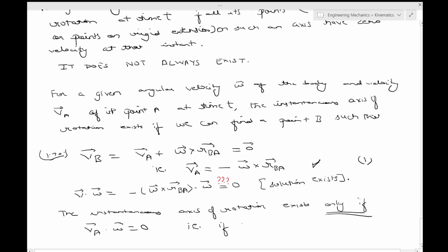That is, if either the velocity of A is equal to 0 or the velocity of A is perpendicular to omega. Clearly omega cannot be 0, and that is not the case which we are referring to right now. So this is what we have taken, and that gives us that this must be equal to 0, and the ways this can be equal to 0 is either if the velocity of A is equal to 0 or that the velocity of A is perpendicular to omega.